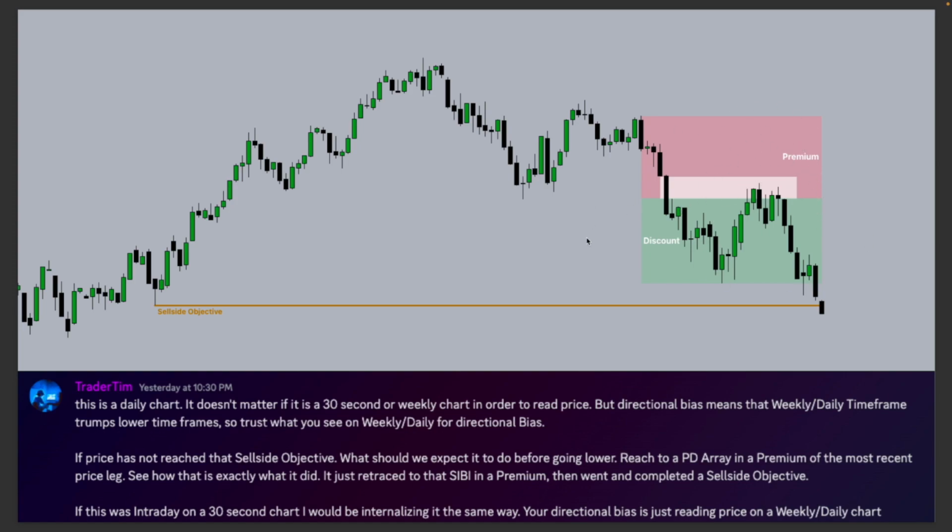You're reading price the exact same way no matter what time frame it is, but the only difference is that you use weekly and daily, all these higher time frames to gauge your direction, right? So you're not reading price any differently. Does that make sense? I thought that would be beneficial to put in here too.